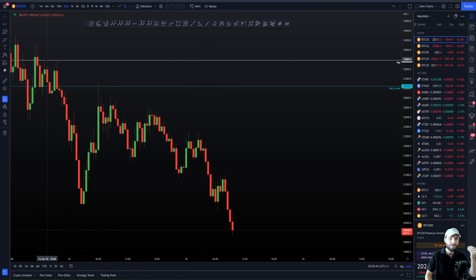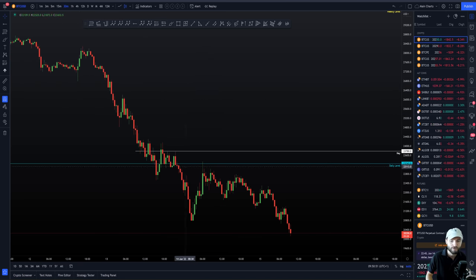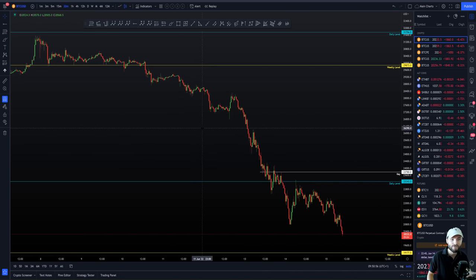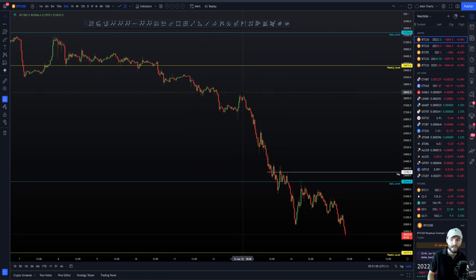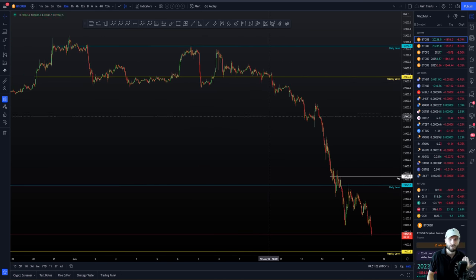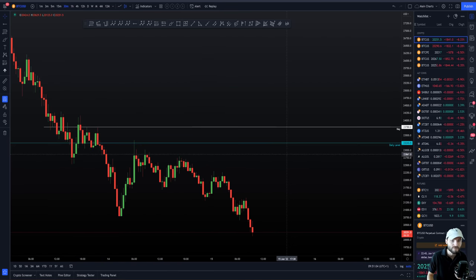So ladies and gentlemen, obviously we can see Bitcoin has had a major move to the downside in the recent weeks, all stemming from that $47,000 rejection, forming that local range, breaking that range to the downside. And since we broke that range to the downside, it has been non-stop selling.